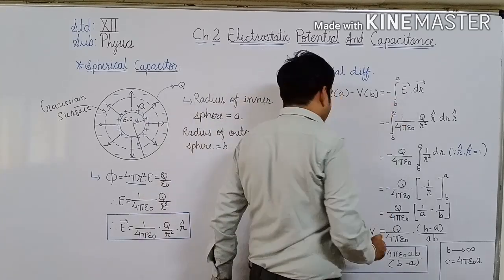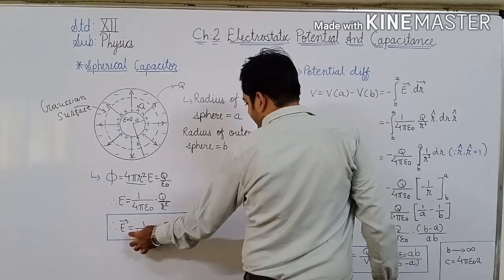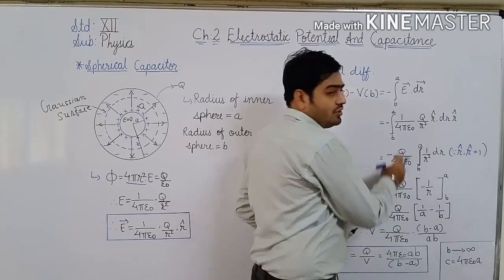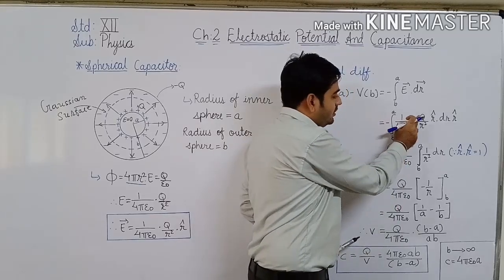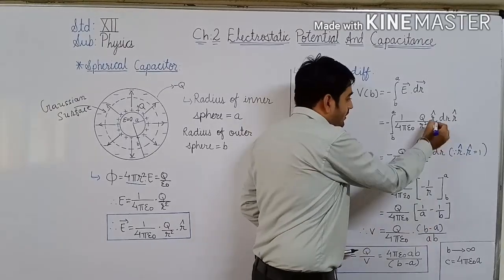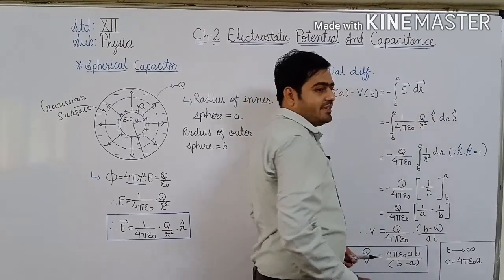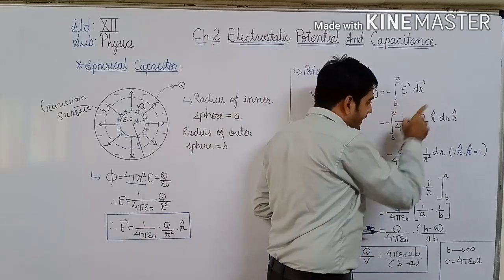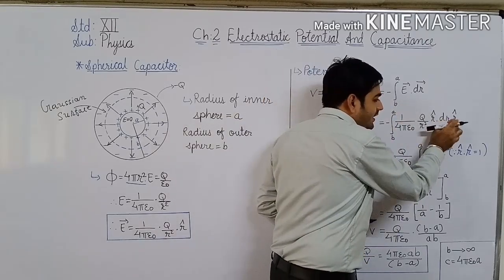The value of E vector is available to us. What is E vector? 1 upon 4 pi epsilon naught into Q upon R square into R cap. So 1 upon 4 pi epsilon naught Q upon R square into R cap dot this dr vector, that is displacement. Dr is also radial, so dr into r cap.